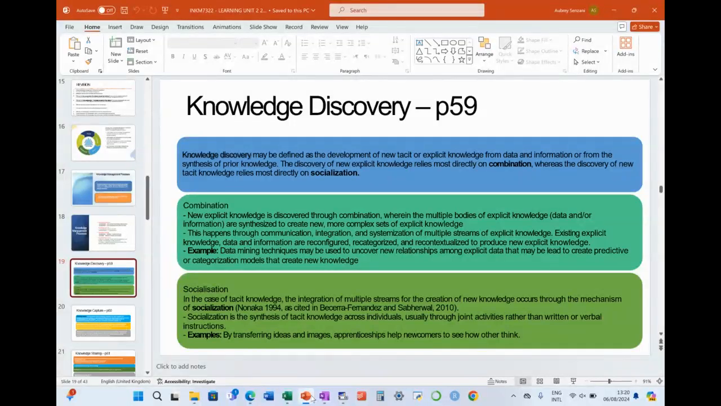So anybody else want to explain what they believe explicit and tacit are? We need to know this for all of the stuff that we are going to learn today.